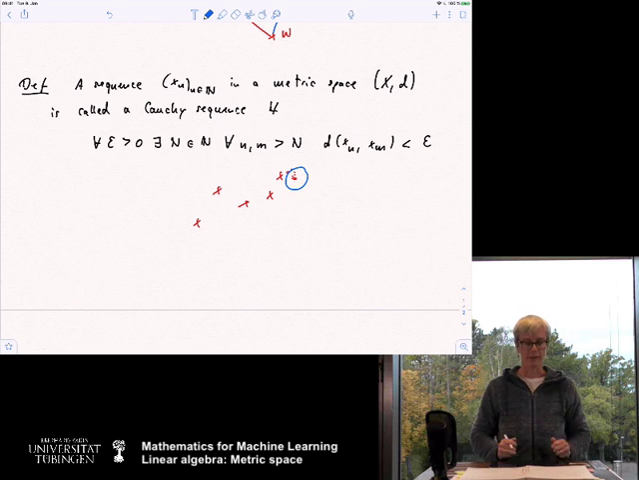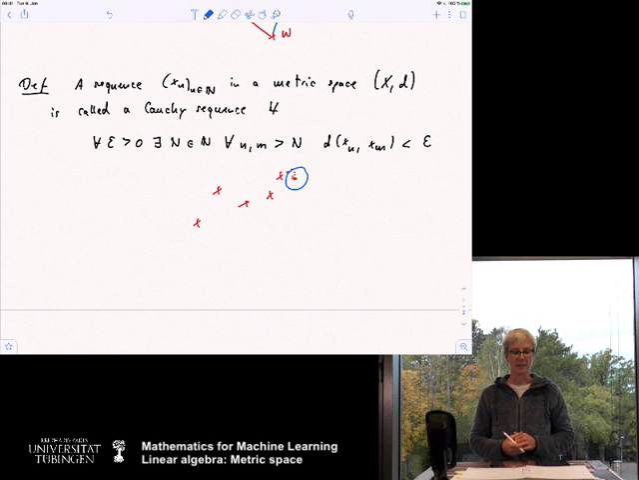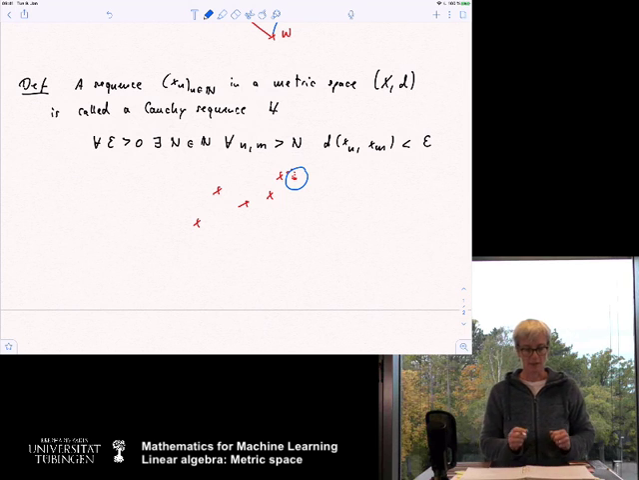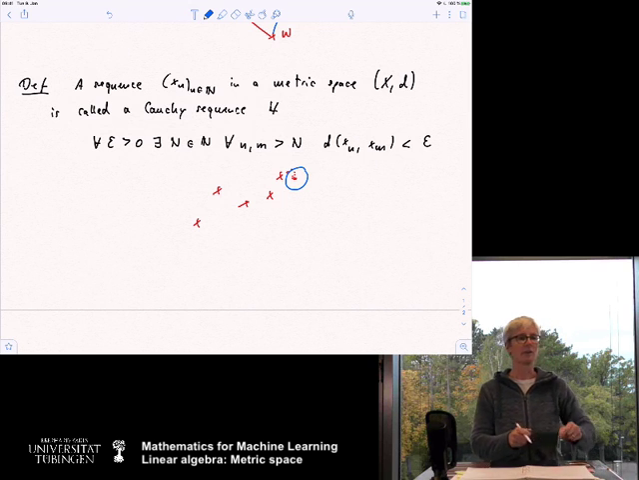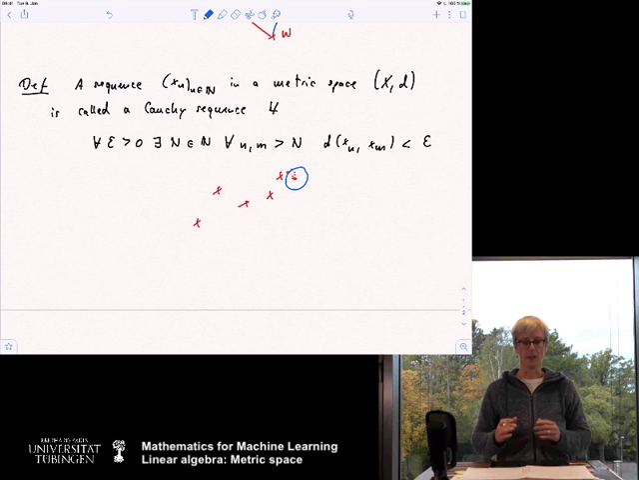If you haven't seen this definition before, I would urge you to play a bit with it, and particularly pay attention to the order in which the quantifiers are presented here. This is important. If you change the order of these quantifiers, then you get different meanings. Okay, so such a thing is called a Cauchy sequence.